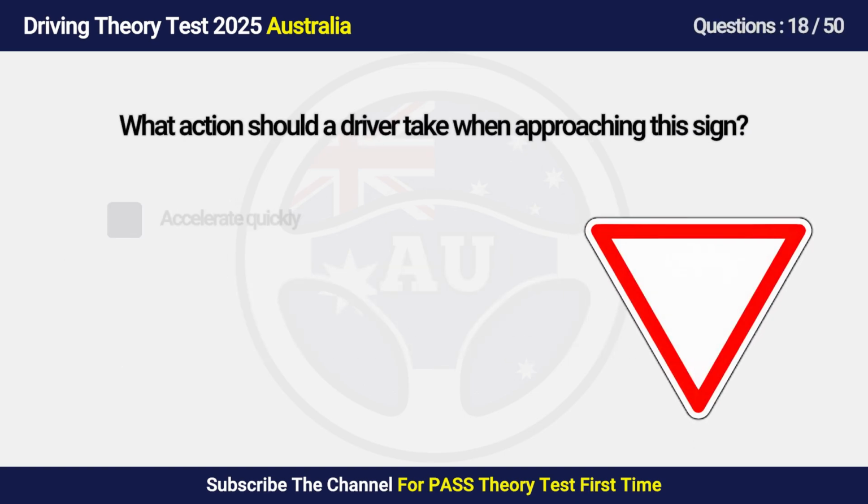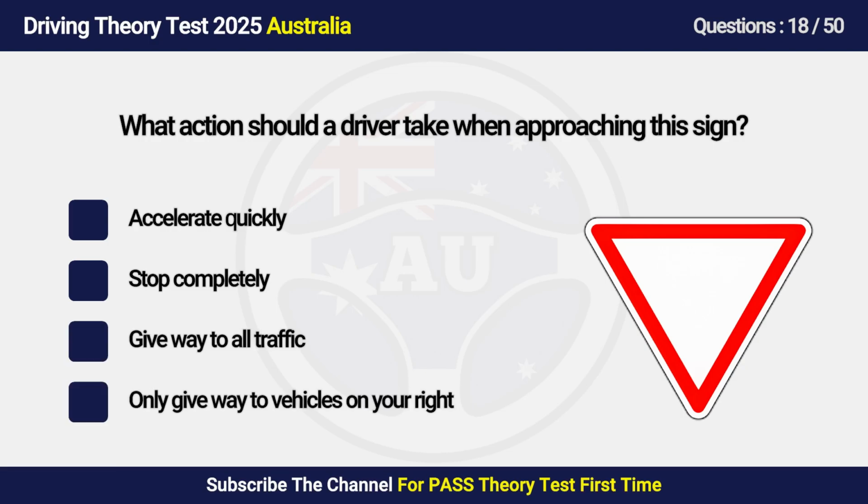Question 18. What action should a driver take when approaching this sign? A. Accelerate quickly. B. Stop completely. C. Give way to all traffic. D. Only give way to vehicles on your right.